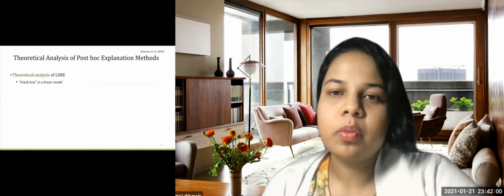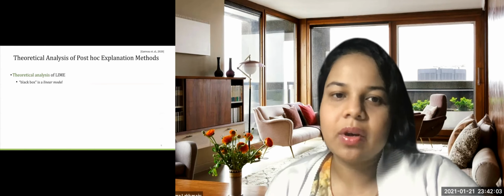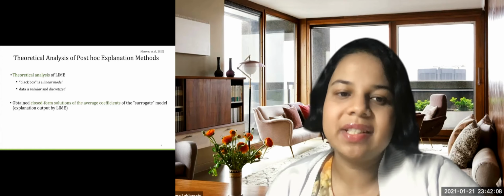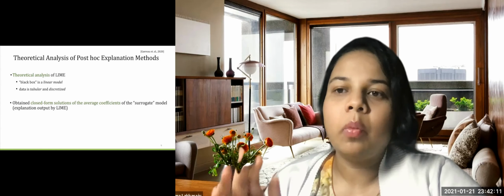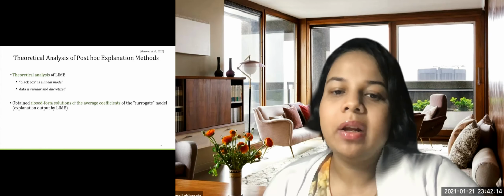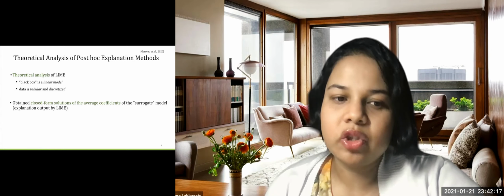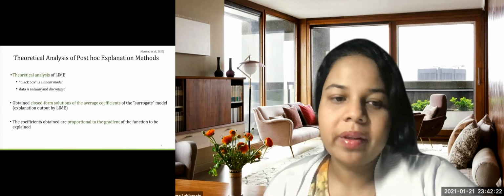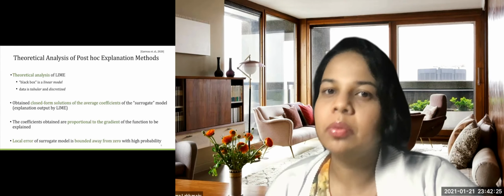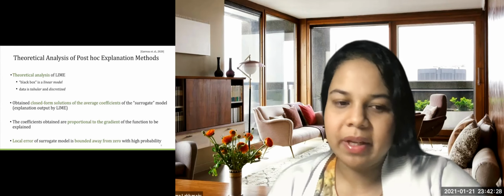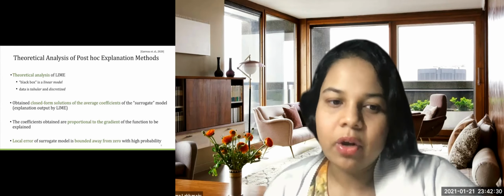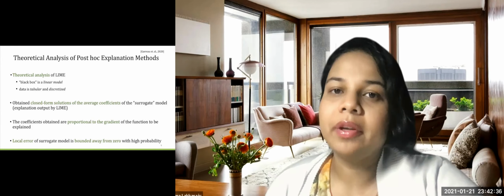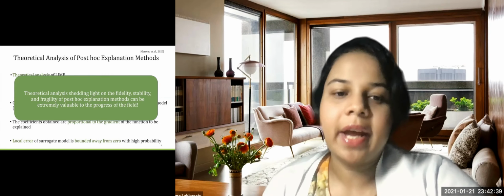There has been some recent work which carried out a theoretical analysis of LIME under the conditions that the underlying black box is a linear model and data is tabular and discretized. What this work does is to obtain closed form solutions of the average coefficients of the explanation output by LIME. This work also showed that the coefficients obtained are proportional to the gradient of the function to be explained. And another important finding of this work is to demonstrate that the local error of the explanation is often bounded away from zero with a very high probability.